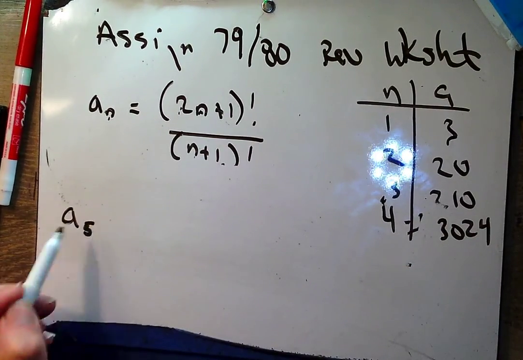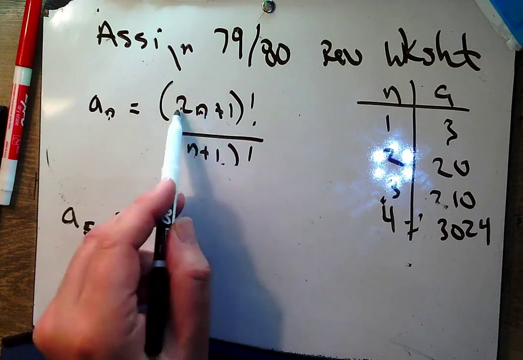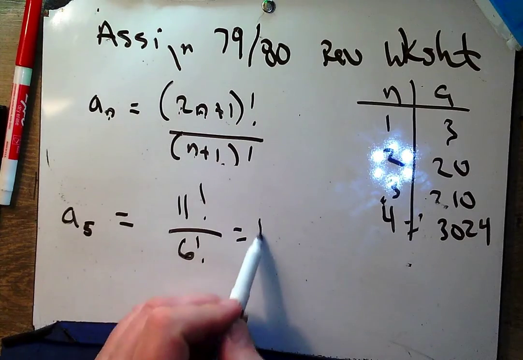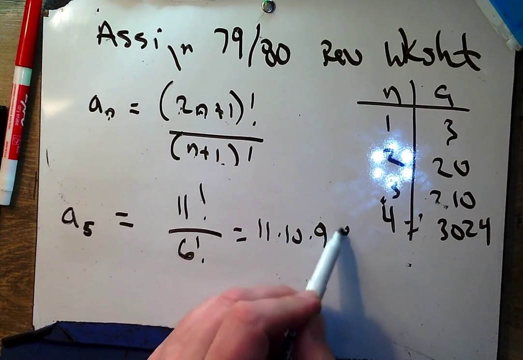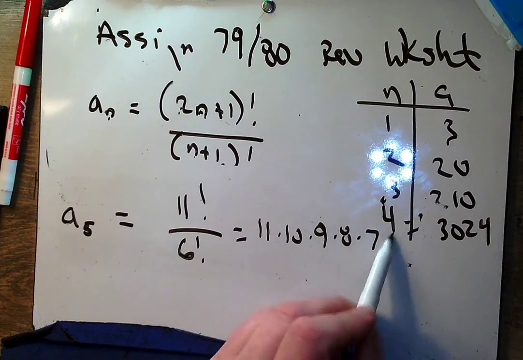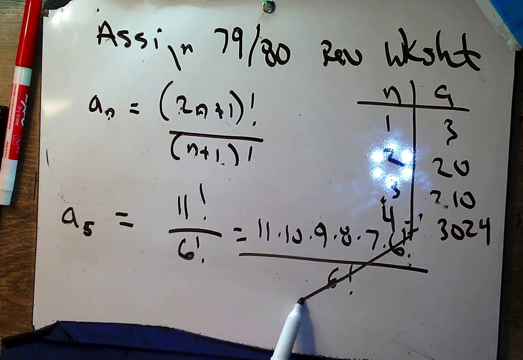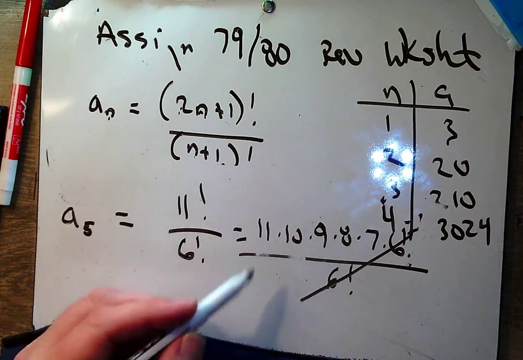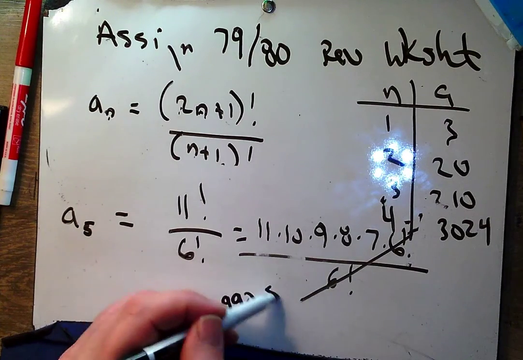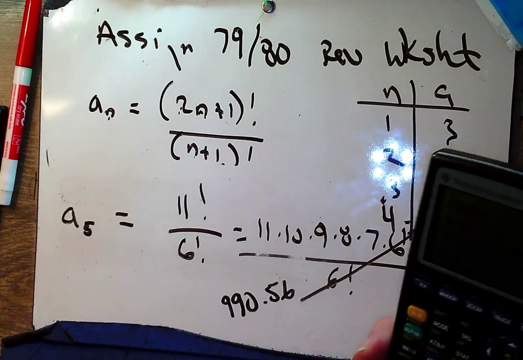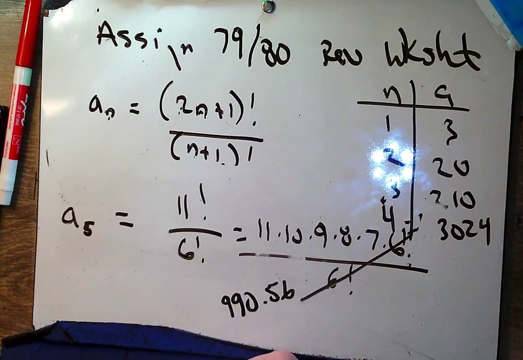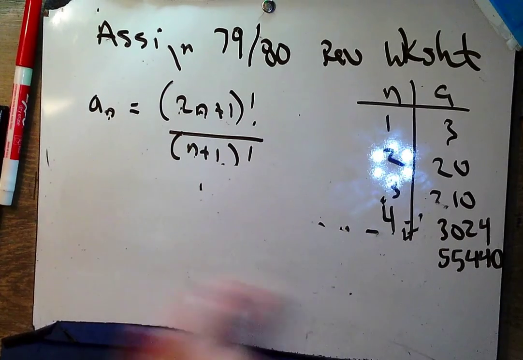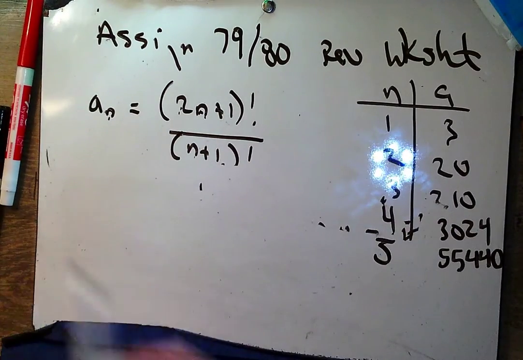And if we want a sub 5, well, I'm going to put a 5 in there and get 11 factorial over 5 plus 1 is 6 factorial. So 11 times 10 times 9 times 8 times 7 times 6 factorial over 6 factorial. Wow. So 90 times 11 is 990 times 56. 990 times 56, and I get 55440. And so those are our first 5 terms.